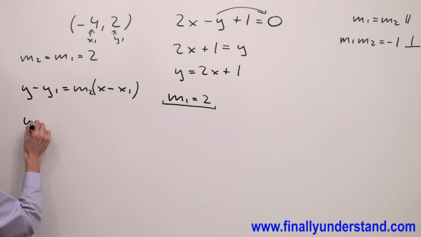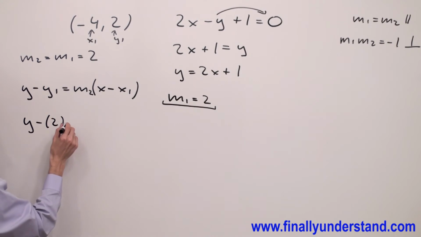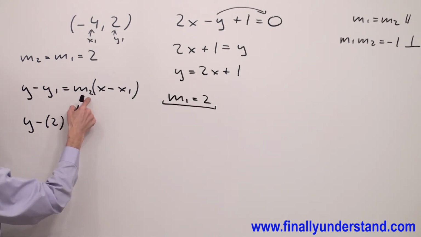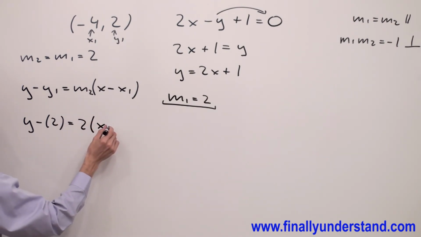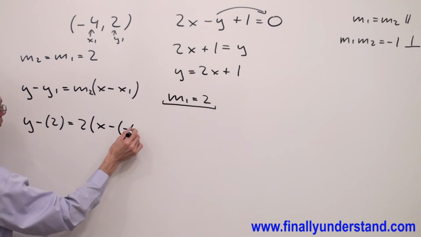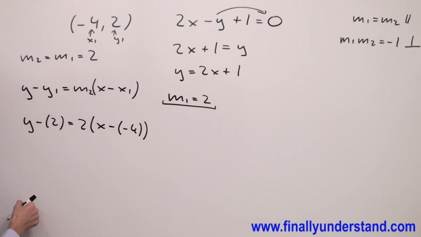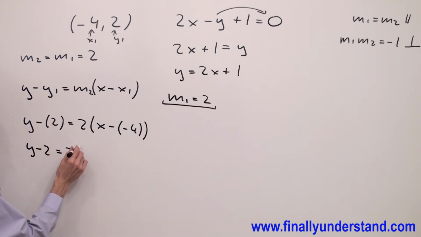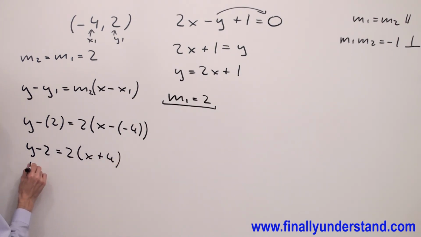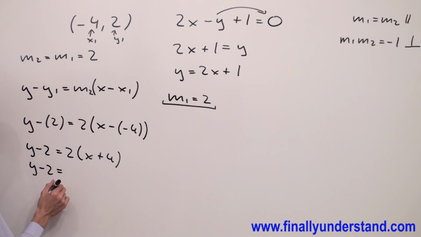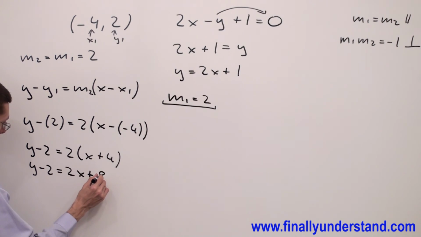So I have y minus y1, which is 2, is equal m2, which is equal 2 times x minus negative 4. So I have y minus 2 is equal to 2 times x plus 4. Y minus 2 is equal 2x plus 8.